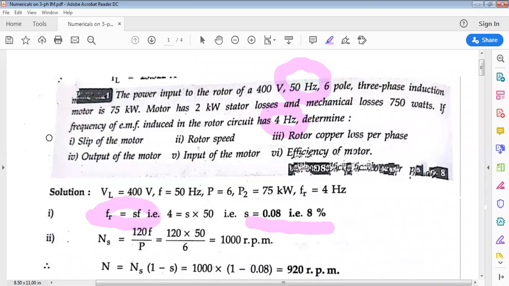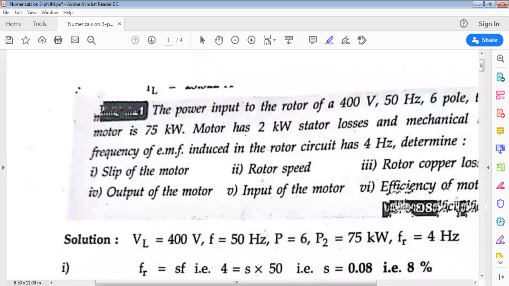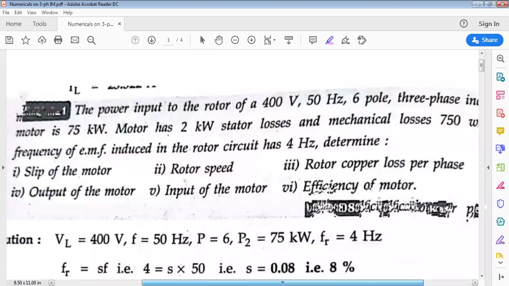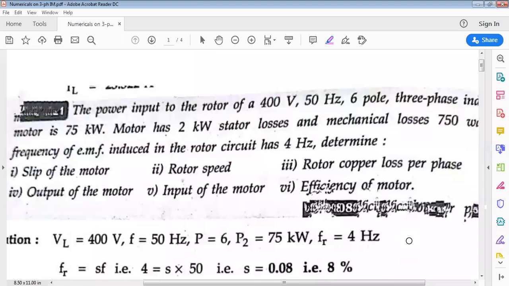Okay, so you have been asked to calculate slip of induction motor, then rotor speed N, rotor copper loss per phase, output of motor, input of motor, and efficiency of motor. All these parameters you have been asked to calculate. Now S we have just calculated. Which next parameter can we calculate? How to calculate rotor speed? For that, which parameter do we have to calculate first?